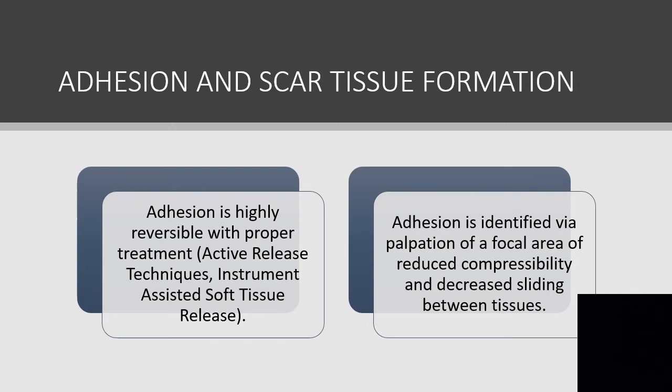So adhesion and scar tissue formation is reversible with proper treatment. Fascial treatments like Active Release, instrument assisted soft tissue release, things like Graston, or what you may be familiar with is some form of scraping with some type of tool. Adhesion is identified through a physical exam, in which case the practitioner actually palpates and feels the area of the tissue and assesses it for slidability. Does the tissue move? Is it glued down and restricted?